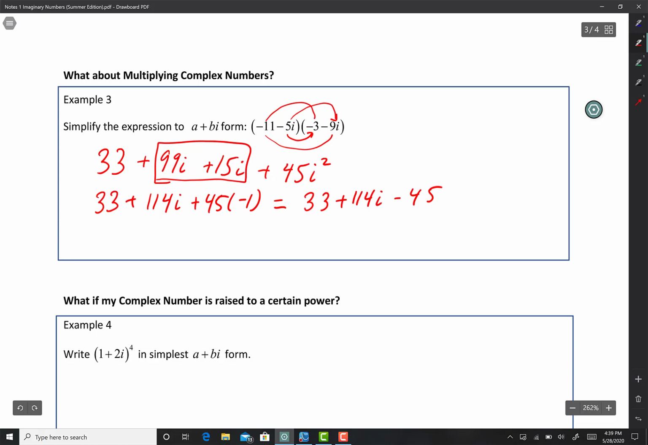So now we're going to add these two guys. The difference between 33 and 45, let's see. 43, 44, 45. So it looks like it's 12. The 45 is larger because of the negative, so negative 12 plus 114i.